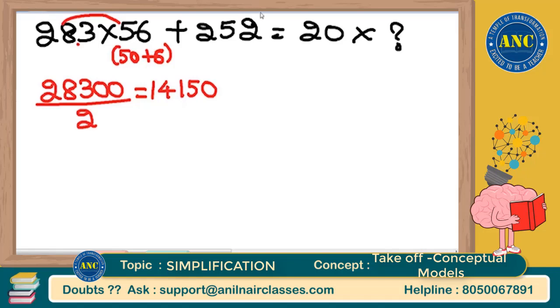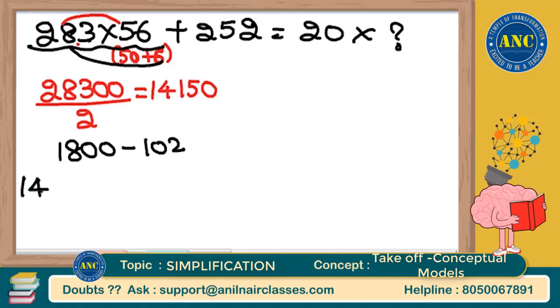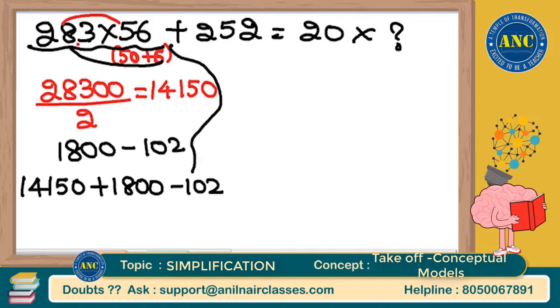283 into 6. Can I say it as 300 into 6 is 1800 minus 17 into 6, which is 102, right? That means this entire number is nothing but 14150 plus 1800 minus 102. You should write it a little faster in your exam. Next, plus 252 is what I have, is equal to 20 times question mark.